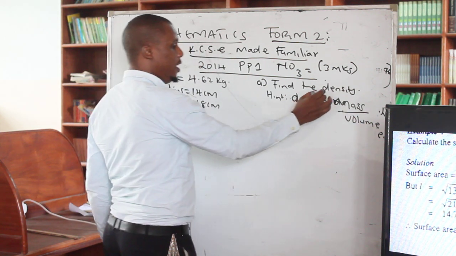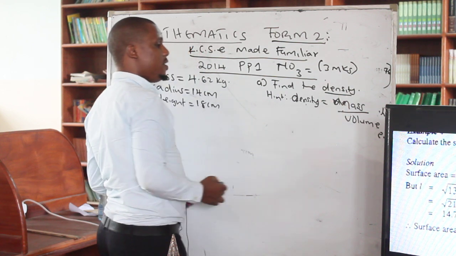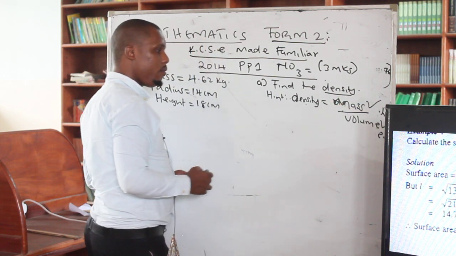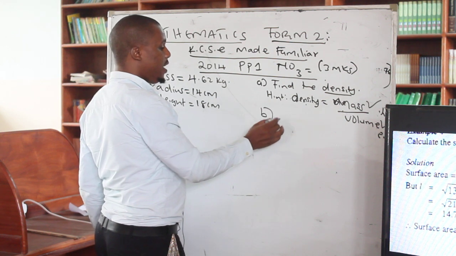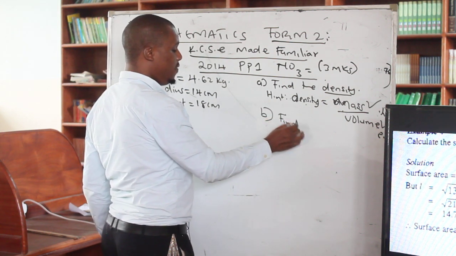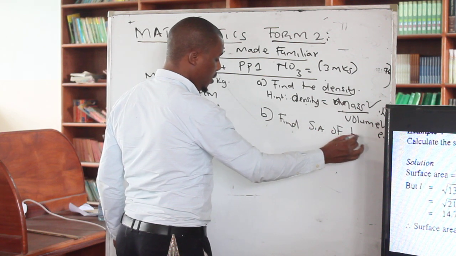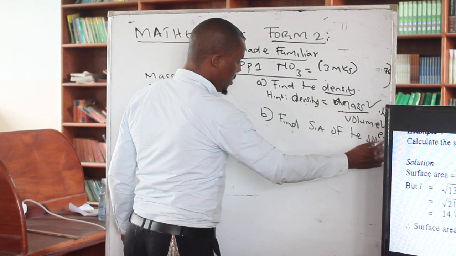You have been told to find the density, so for you to find the density, since you have been given the mass, you first start by finding the volume. But in part B, they are telling us to find the surface area of that solid cone. So how do you go about it in this case?